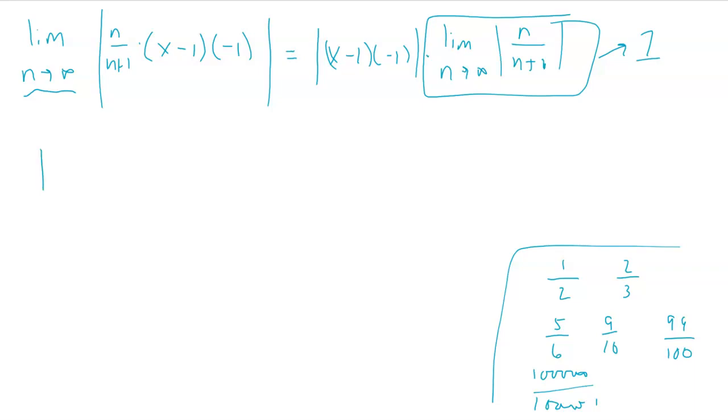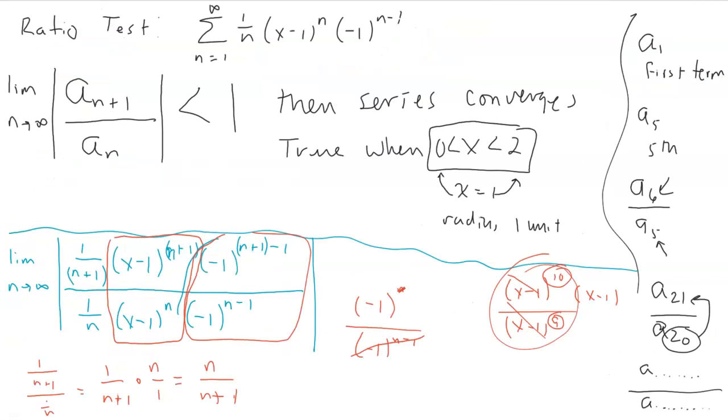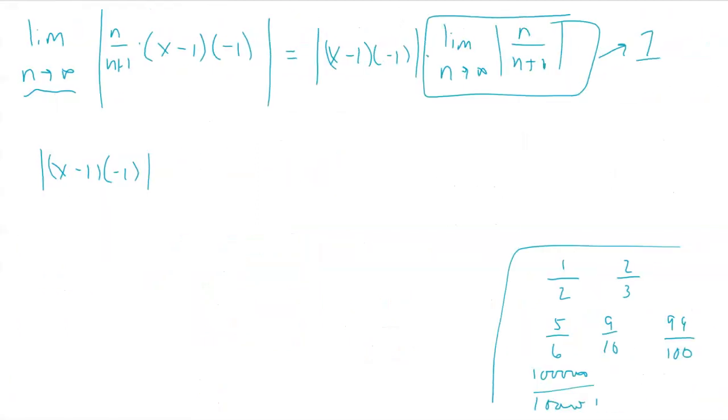And so what we have left is the absolute value of x minus 1 times negative 1, and then that limit all turned out to be 1, so times 1. And then going back to the theory of the ratio test, the ratio has to be less than 1 in order for a series to converge. And so this remaining piece, we've taken the limit, n over n plus 1, the limit as n goes to infinity goes to 1. All we're left with is this thing has to be less than 1. Now we could simplify this, distribute the negative 1, negative 1 times x, negative 1 times negative 1. This simplifies to just be 1 minus x.